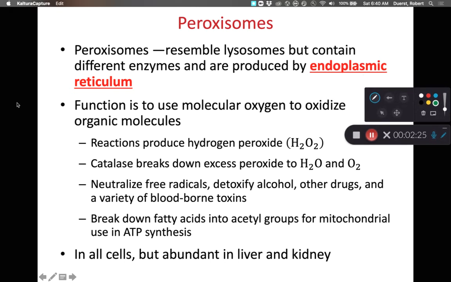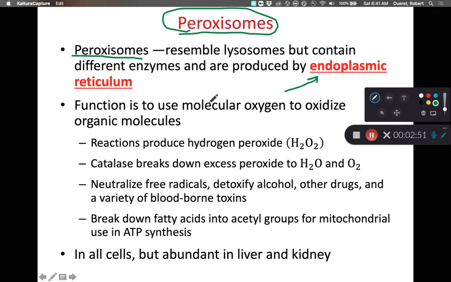Now, as we're looking at our next organelle, the peroxisome, peroxisomes and lysosomes physically look very similar to each other. Usually the only way to tell them apart on a model in lab is just to look at the color. The key difference between them are the enzymes produced by these, also where they are produced. Peroxisomes are going to be produced at the endoplasmic reticulum.